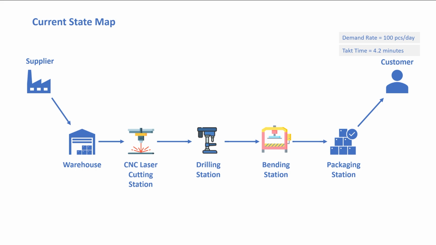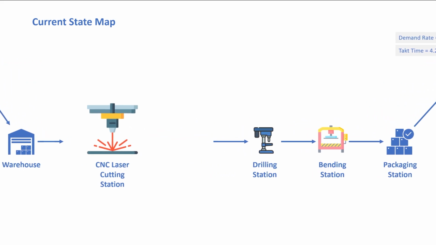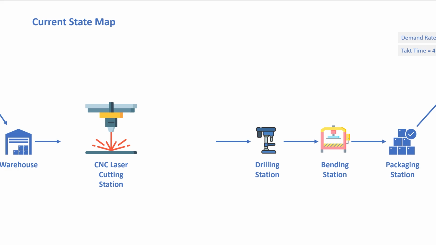Next, we will map the data of each individual process. Let's start with the CNC laser cutting station. Let's say that the cycle time is 1.2 minutes. It is the time taken for cutting a single bracket piece. The setup time for the machine is 30 minutes per batch, while the batch size is 5 sheets.